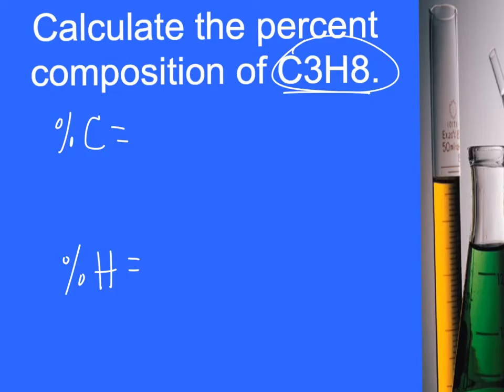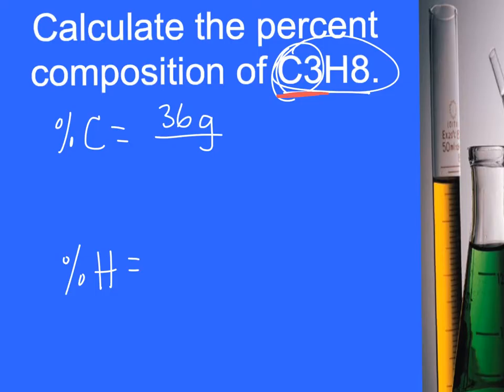Okay, so let's do carbon first. Notice there are 3 carbons. So find the mass of 3 carbons. If you find carbon on your periodic table, it should have a mass of 12, and there's 3 of them. So that means 12 times 3 is 36. So 36 grams on top over the mass of the entire thing.